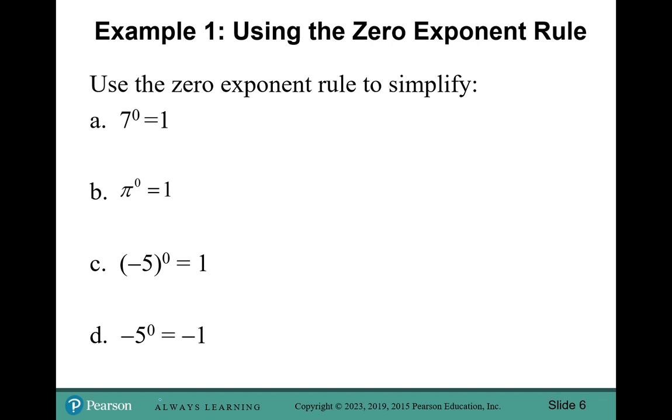Now this last one might throw you for a loop. What we can see with this last one is that this negative 5 is not included in the exponent. That's indicated by the parentheses in part C. But in part D, only the 5 is raised to the exponent of 0, not the negative. Therefore, the negative stays out front, and we have negative 5 raised to the 0 being negative 1. The 5 raised to the 0 is the 1 part, but the negative part is not raised to the 0, so it stays negative.